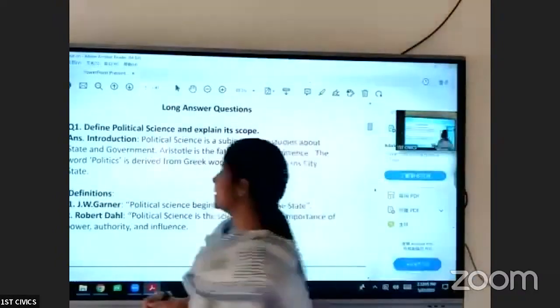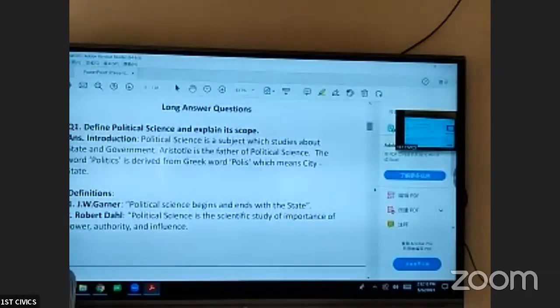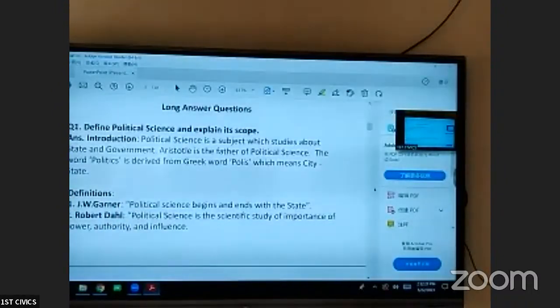So let us discuss the LAQ, define political science and explain its scope. Now, the word politics is derived from the Greek word polis, which means city-state. The subject of political science, it mainly studies about state and government. Aristotle, he did a scientific and systematic study of political science. So he is called as the father of political science.